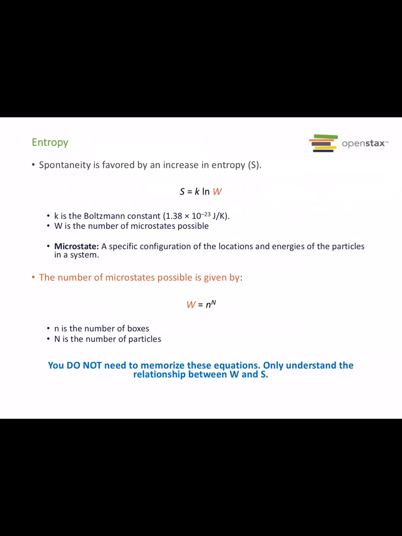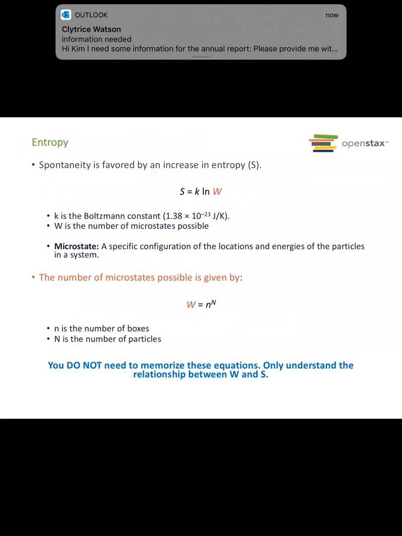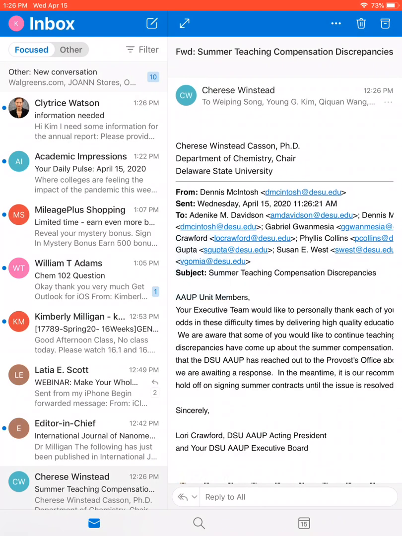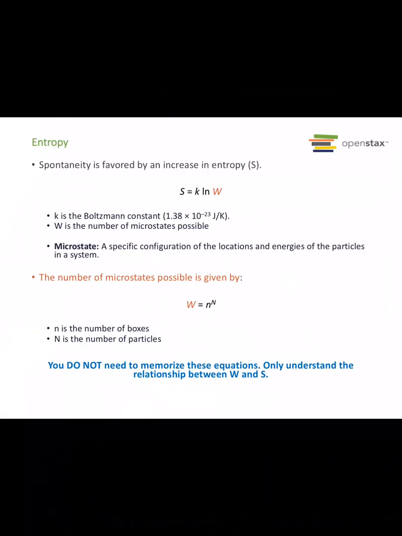You do not have to memorize both of these equations. I just have these two equations here so that we can look at the relationship between S and W. So we're comparing entropy with microstates. And so W means the number of microstates that are possible in a given situation. So think of W as ways. The more ways that you can make a system, the more random it's going to be, and I'll explain what that means.